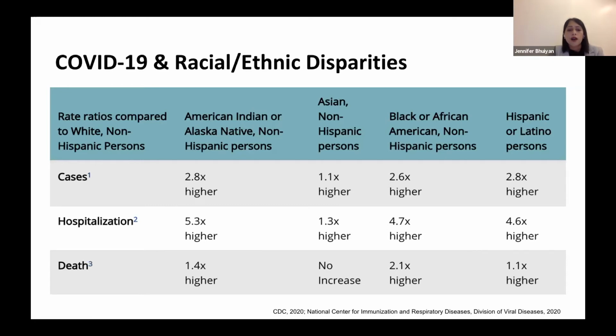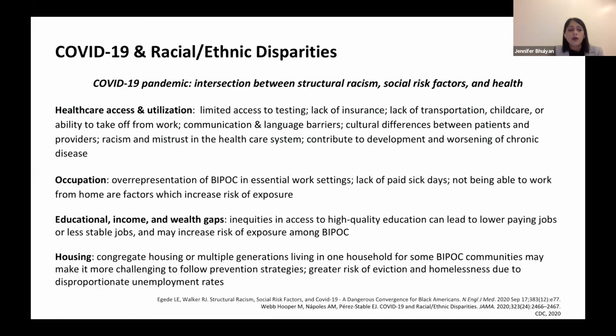And so perhaps there is a lag in some of the data. This is from, again, July going into August. And so we're seeing these huge disparities when it comes to race and COVID-19 here in the U.S. And you might be thinking, why? Why are we seeing these disparities?